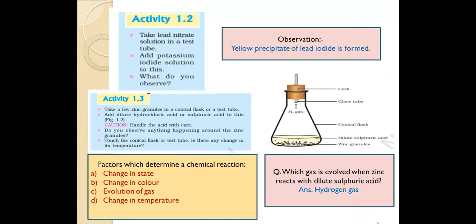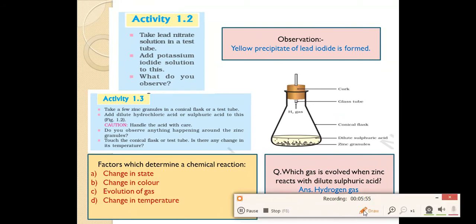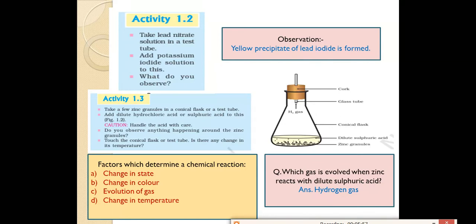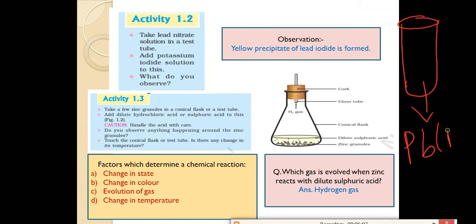Okay. So our next activity is activity number 1.2. So let's have a look at activity number 1.2. What we have to do in this? We have to take some lead nitrate solution in a test tube. One test tube we have to take. In that you have to take some lead nitrate solution. So what is the formula of lead nitrate? Pb(NO3)2. This is the formula for lead nitrate.